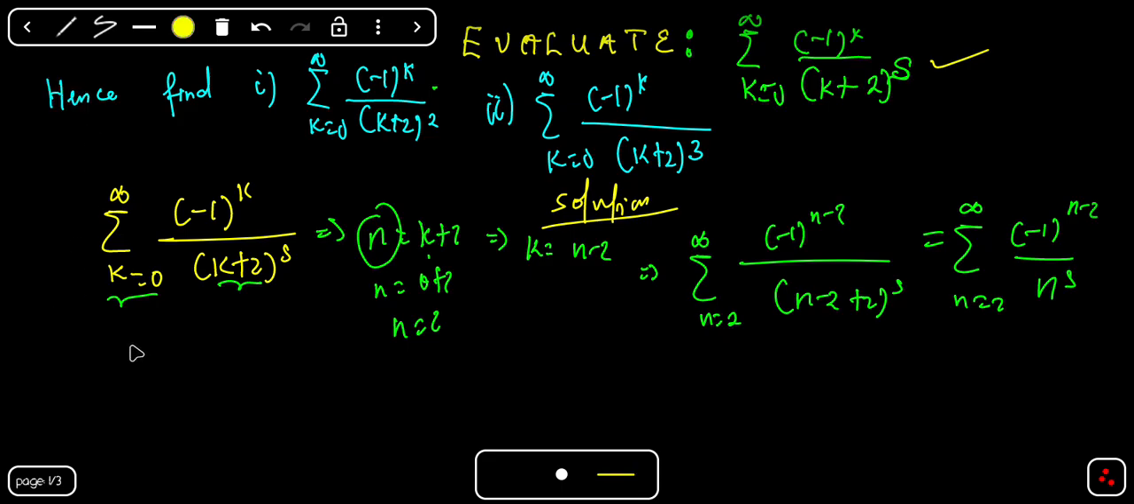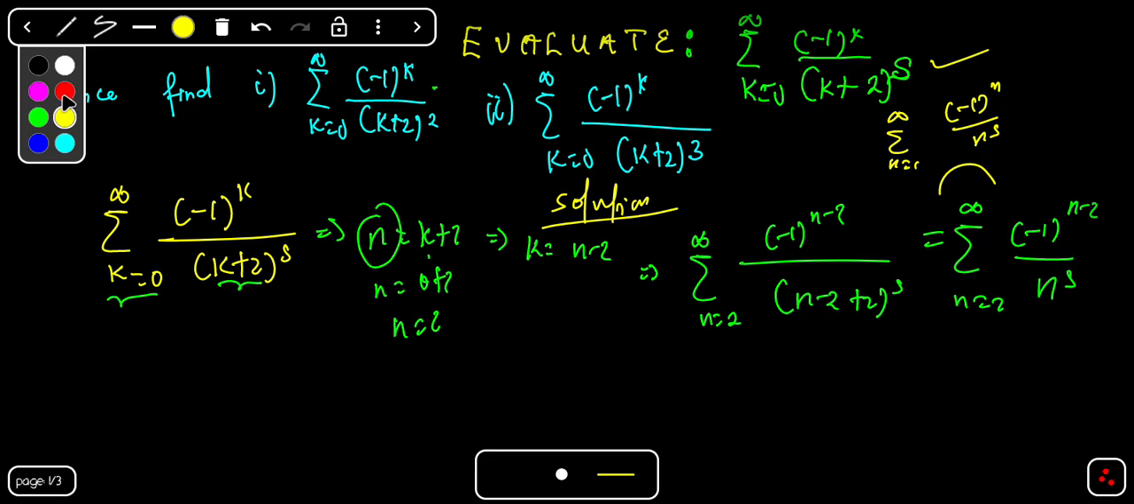So what do you think we can do now? I want this sum right here to be in this form: the sum of n from 1 to infinity of (-1)^n over n^s. Now, what do you think we can do here?